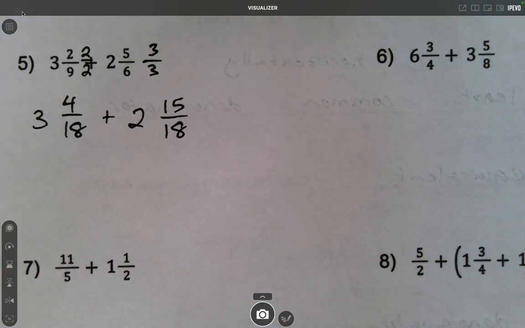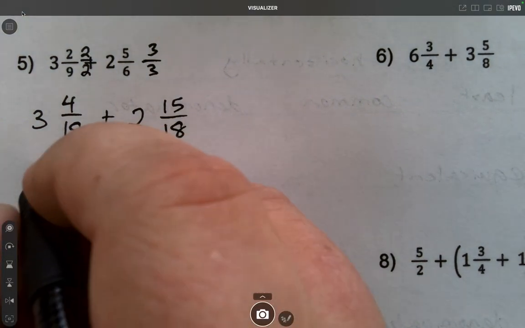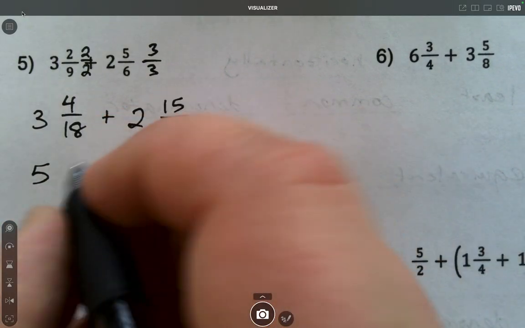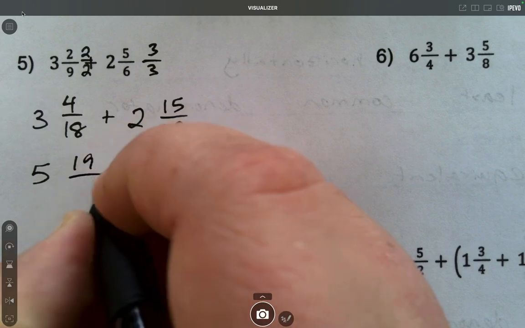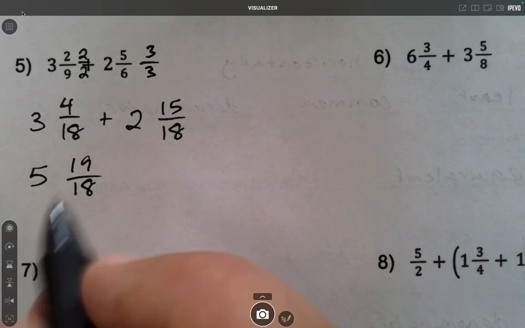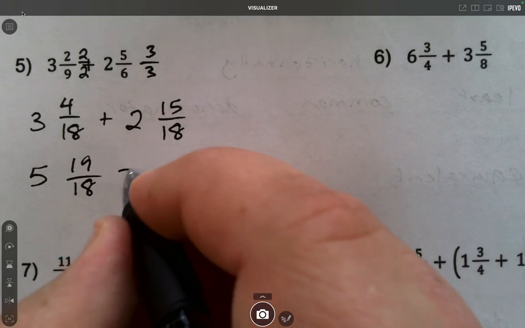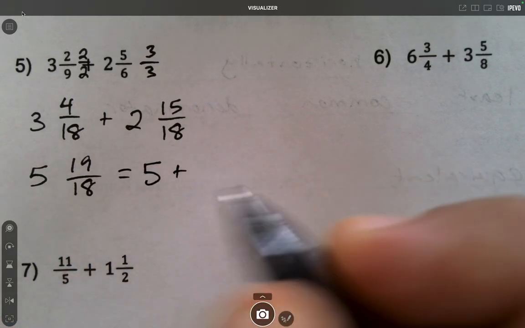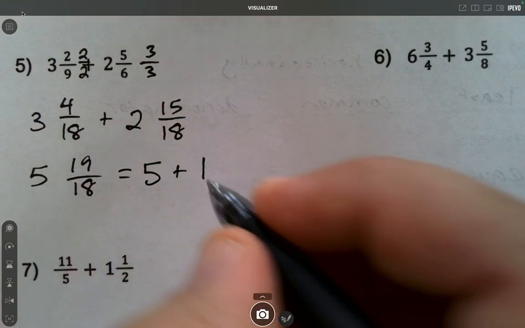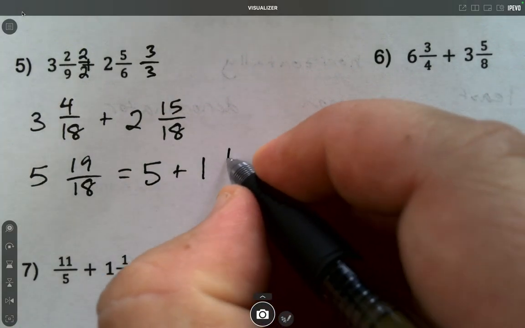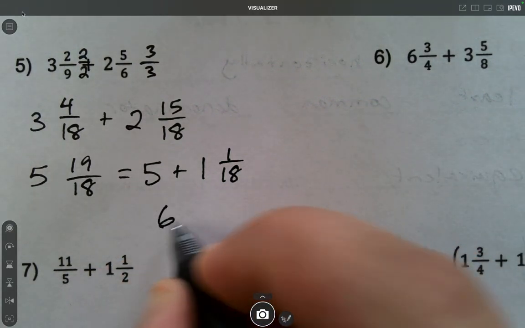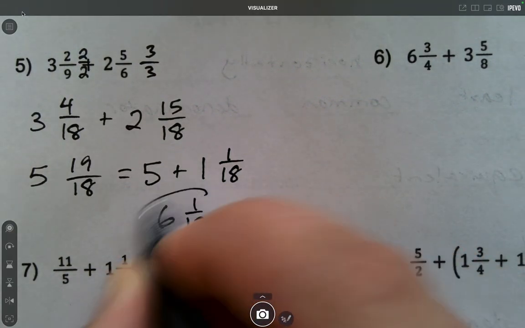So we've done steps 1 through 3. Now we add the whole numbers. And we add the numerators, 4 plus 15. And we keep the denominators the same. We again have an improper fraction, so we need to convert that to a mixed number. So the 5 stays the same, but 18 goes into 19 one time, and that leaves 1 left over. So we combine the 5 and the 1 and get 6 and 1/18.